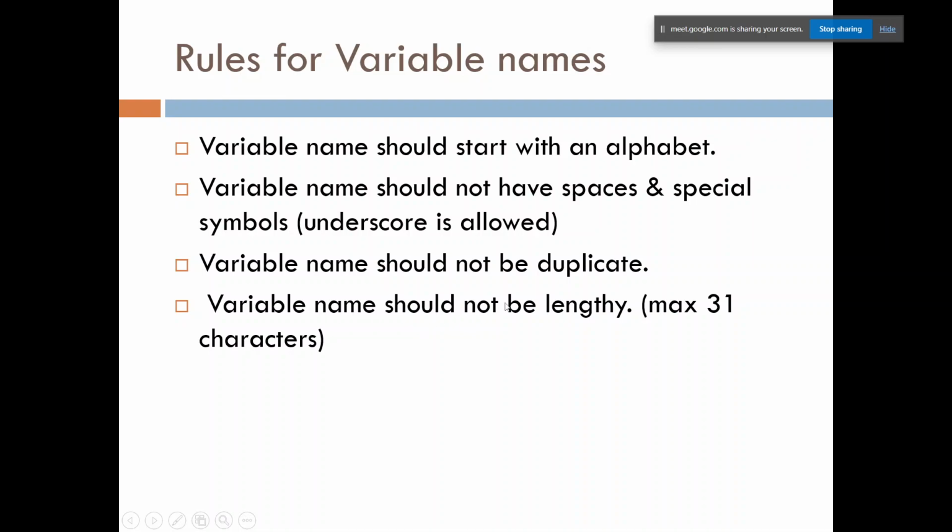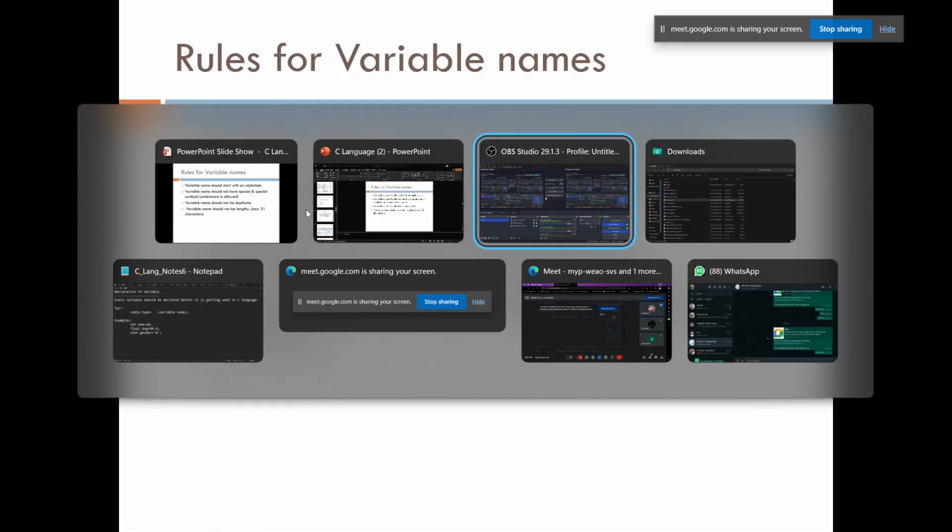And a variable name should not be lengthy. I mean, that depends upon the compiler, maximum 31 or 21, depends upon the compiler that we are using. Okay, so let's see some valid variable names and invalid variable names.